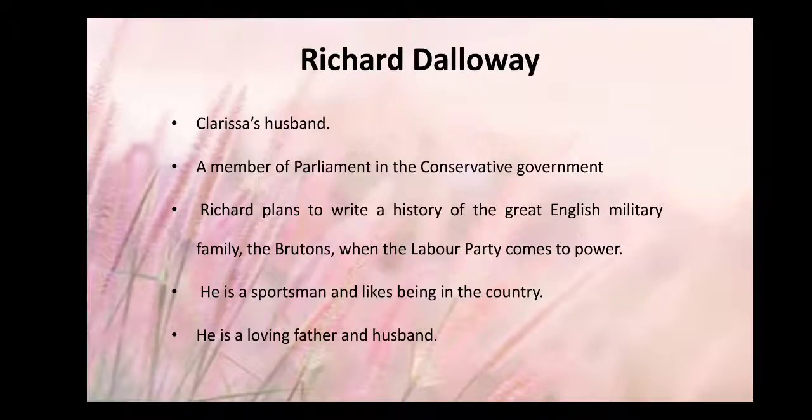Then we have Richard Dalloway, another important character, of course, because he is Clarissa's husband. He is a member of parliament in the Conservative government. He plans to write a history of the great English military family, the Brutons, when the Labour Party comes to power. So he is a typical politician, he is also a sportsman and likes being in the country. But when we look at his relationship with his wife and family, we find that he is a loving father and husband. While he is devoted to social reform, he appreciates English tradition also.